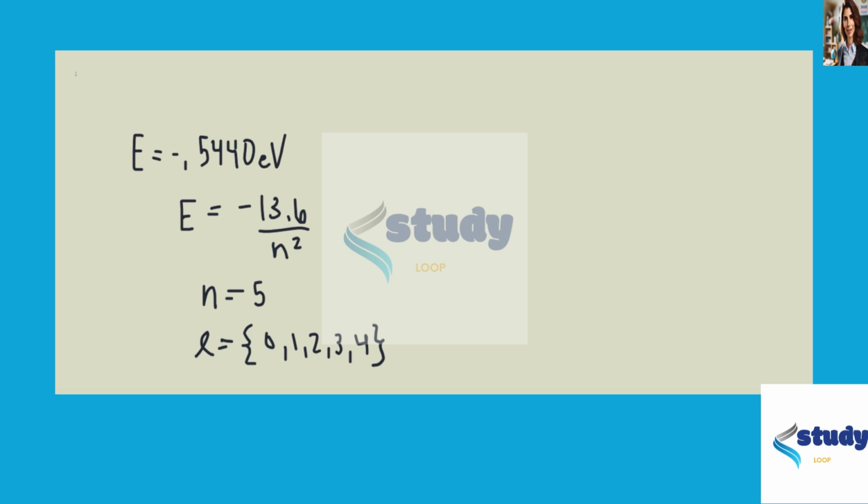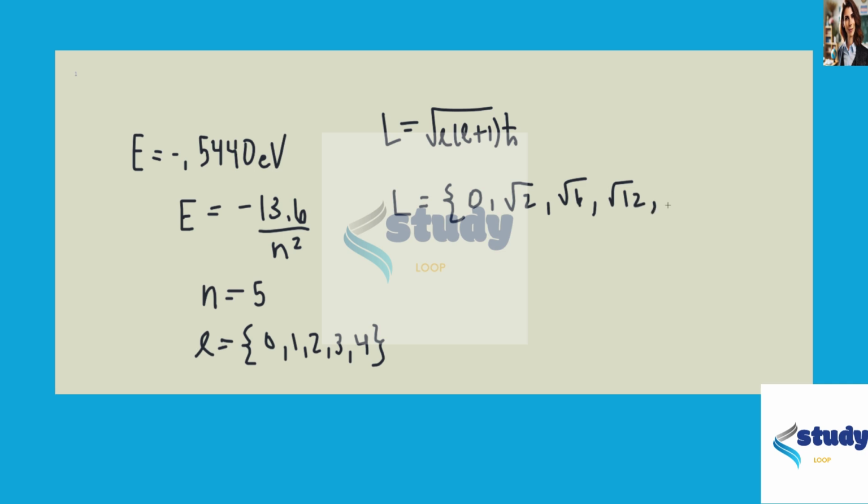We want the possible values of orbital angular momentum in terms of h bar. So we use L equals the square root of l times (l plus 1), times h bar. If you plug in 0, you get 0. If you plug in 1, you get the square root of 2. If you plug in 2, you get the square root of 6. If you plug in 3, you get the square root of 12. And if you plug in 4, you get the square root of 20. That's all in units of h bar.